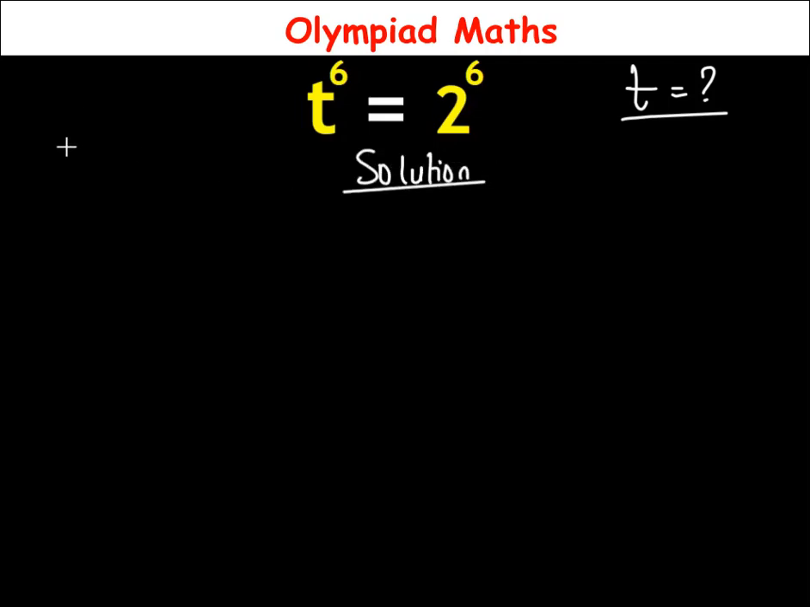Solution. We have t to the power of 6 is equal to 2 to the power of 6. This can be written as t to the power of 6, which can be written as 3 times 2. 6 can be written as 3 times 2.